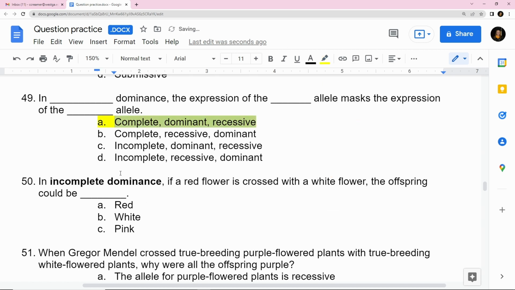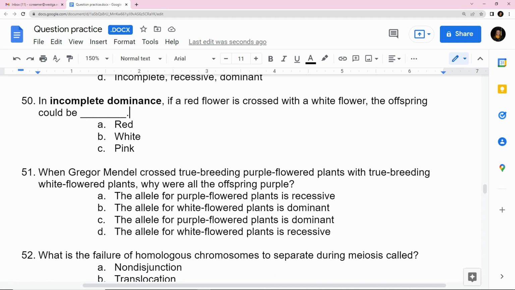In complete dominance, the expression of the dominant allele masks the expression of the recessive allele. In incomplete dominance, if a red flower is crossed with a white flower, the offspring could be red, white, or pink. If you chose pink, you are correct.